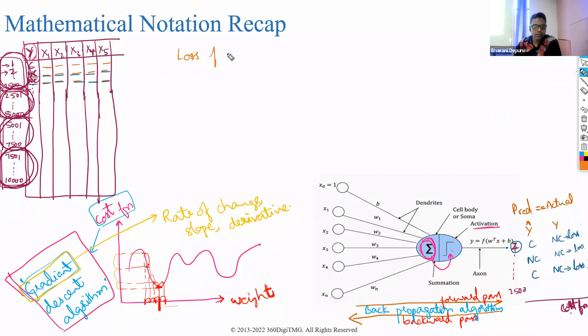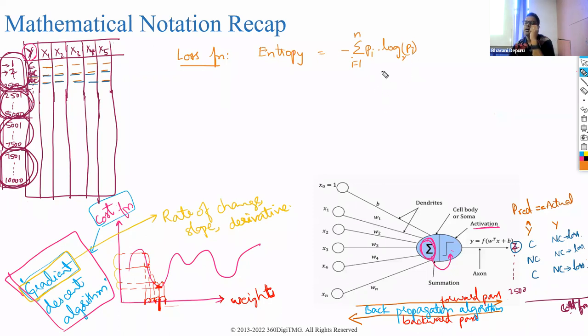For loss function, we are already aware of something called entropy. And we know the formula for entropy: minus summation of i equal to 1 until n, p_i into log of base 2.